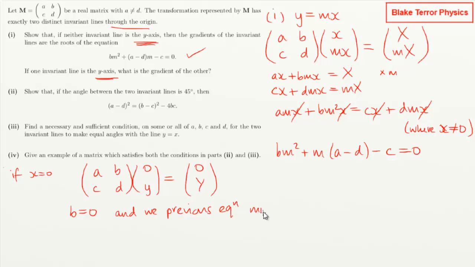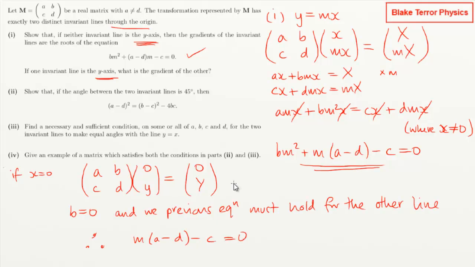Previous equation must hold for the other invariant line. So this still applies, but we've got this case now that b is equal to 0. Therefore m times (a minus d) minus c is equal to 0. Okay, so that's figured. Oh, I need the gradient of the other line, actually. So I need to put m as being c over (a minus d) to get the gradient of the other line. Okay, so that's good. That's part 1 done.